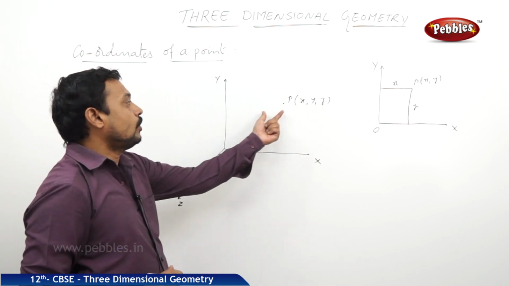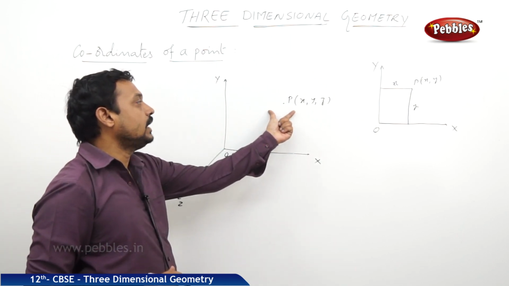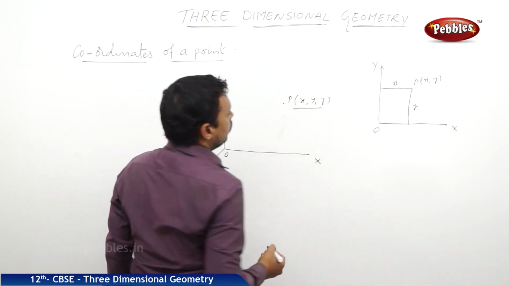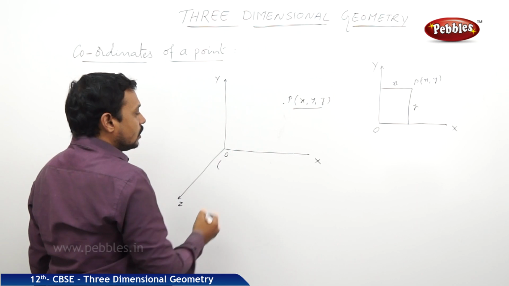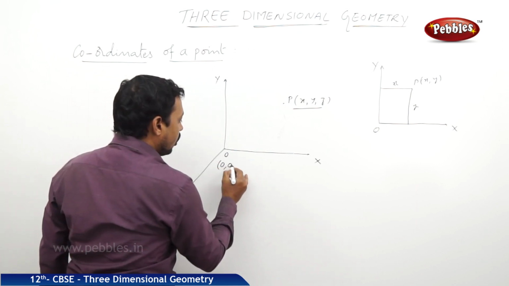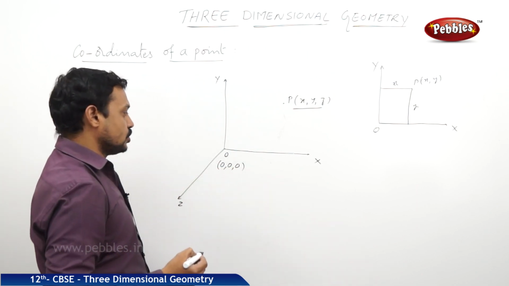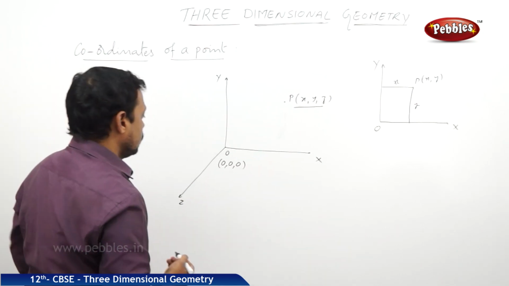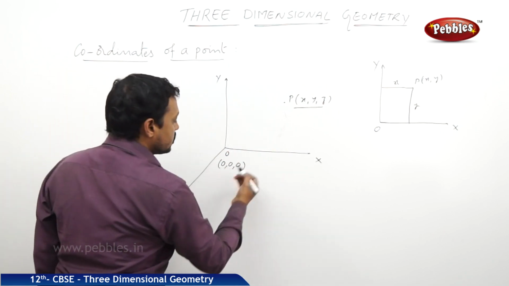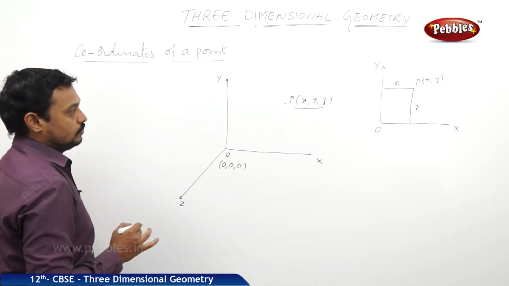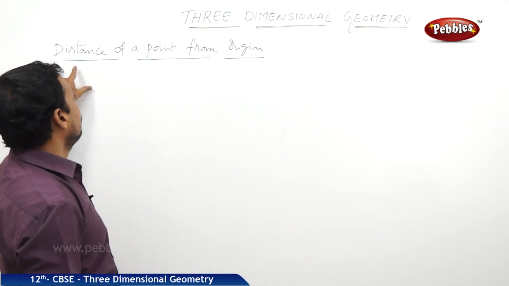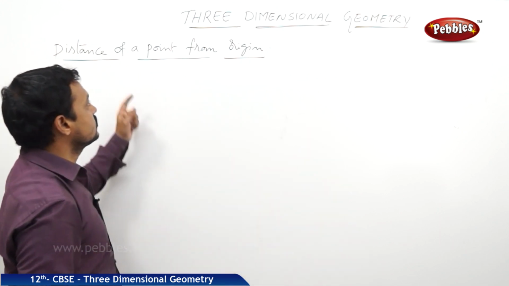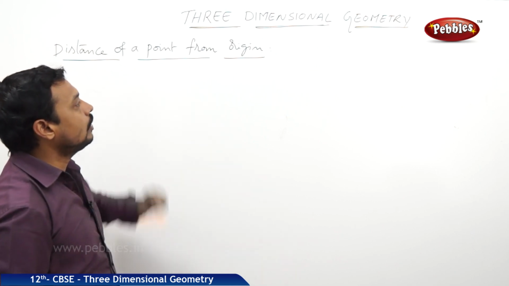So therefore the coordinates of the point are x, y, z, and generally the coordinates of the origin are always considered as 0, 0, 0 because that point is common to all the coordinate planes. So the coordinates of the origin are always 0, 0, 0. Now, let us define the distance of a point from the origin. So, what is the distance from a point to the origin?